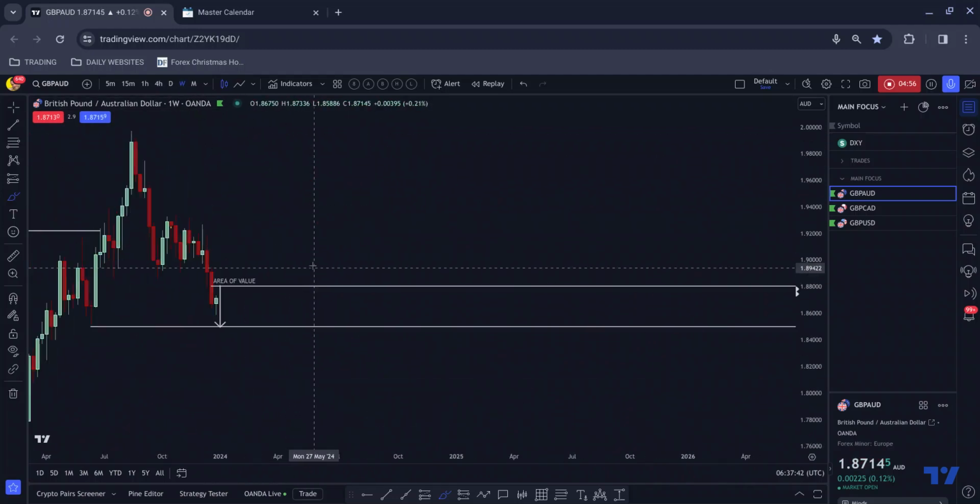bullish, and the weekly at this moment in time, this isn't a closed candle.